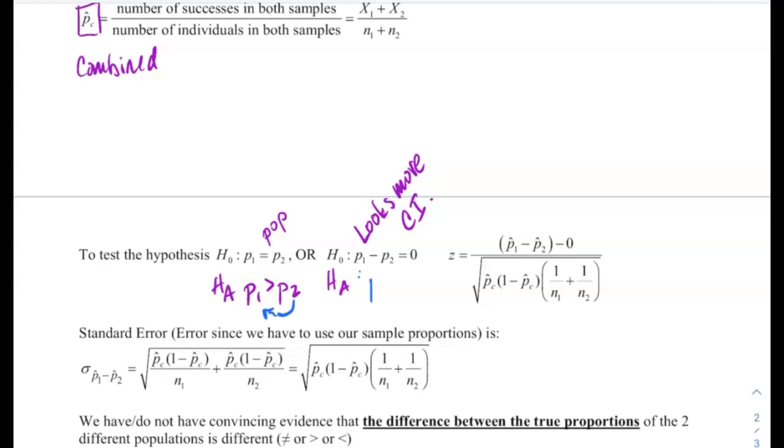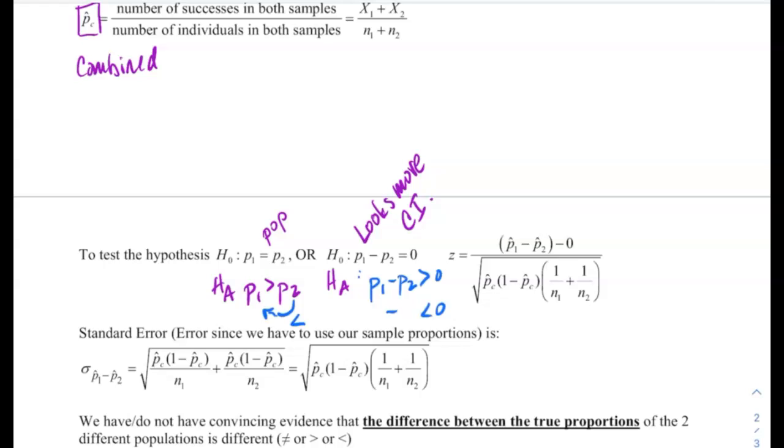If I did that, I would be doing P1 minus P2, same way that they did over here, and then I would say greater than 0, right? So same thing, very similar. If it's less than, it's going to be minus is less than 0, and if it's a not equals, it's going to be the minus is not equal to 0.